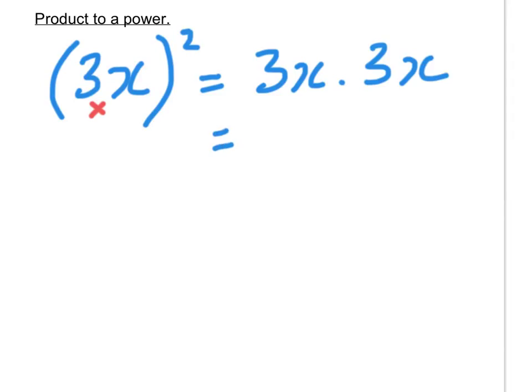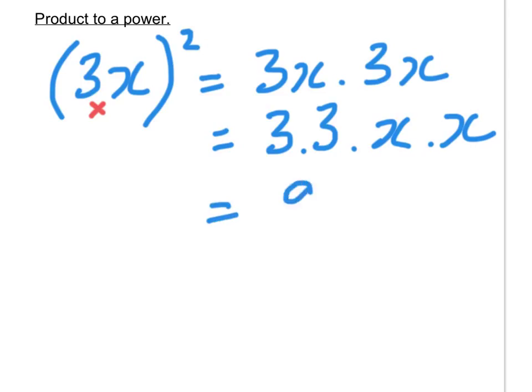Now the way that you multiply, when you have things like this, you multiply the number by the number and the letter by the letter. So I'm going to write it in order. It's 3. Remember, with multiplication, it doesn't matter the order you multiply things in. 3 times x times x. I'm just arranging them with the 3's together and the x's together. 3 times 3, 9, x times x, x squared.